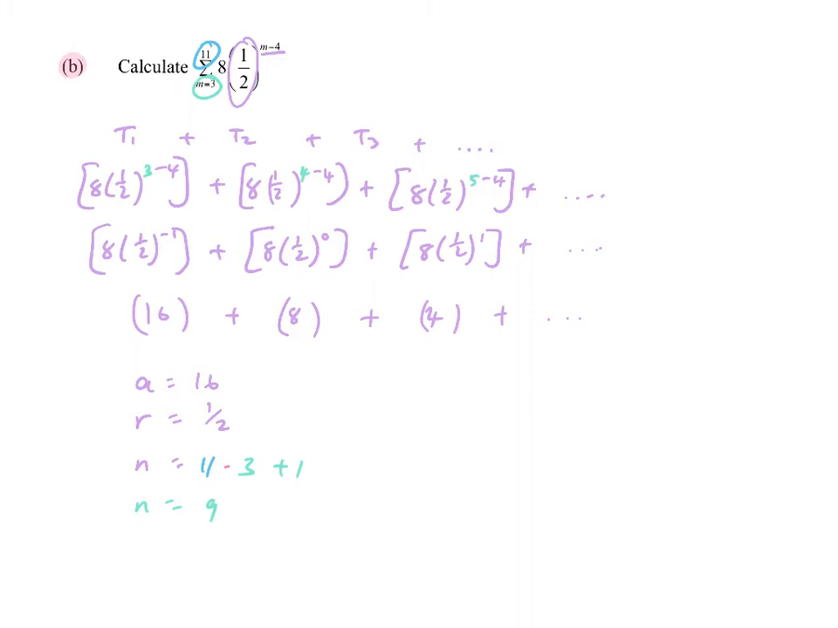Okay, let's hit it. So Sn is equal to a(r^n minus 1) over r minus 1. So the sum of how many terms? 9 terms is equal to a, which is 16, r, which is equal to a half, to the power of 9 minus 1, over a half minus 1. You put this all in your calculator. The sum of those 9 terms is equal to 31.9375.